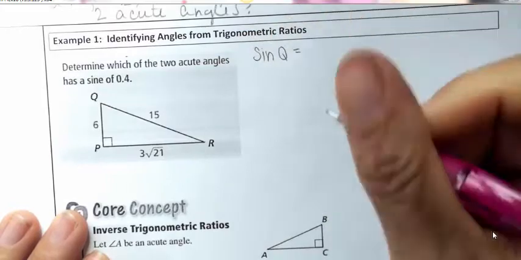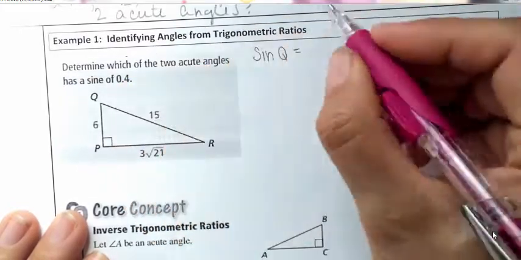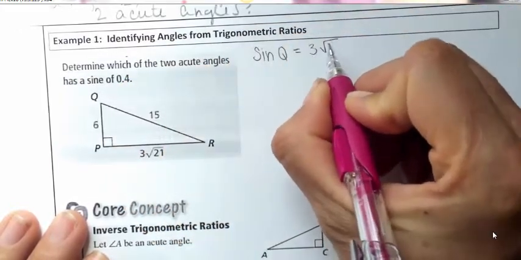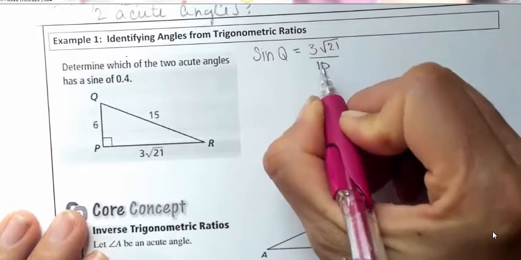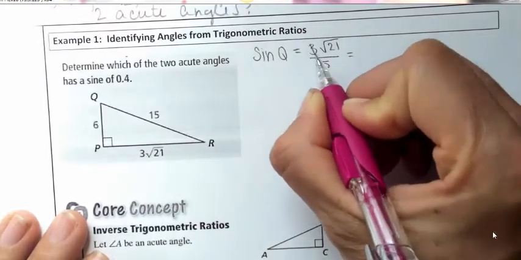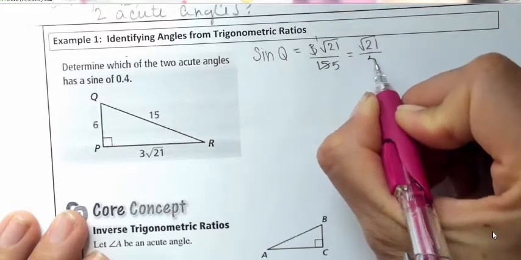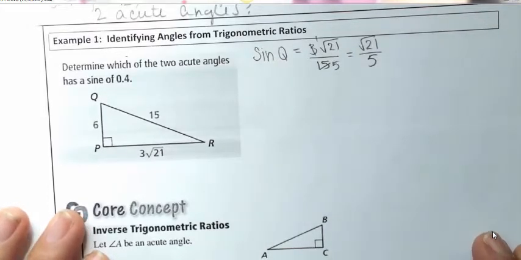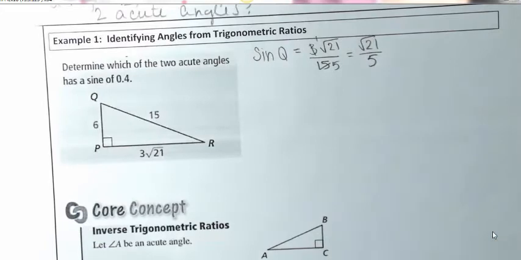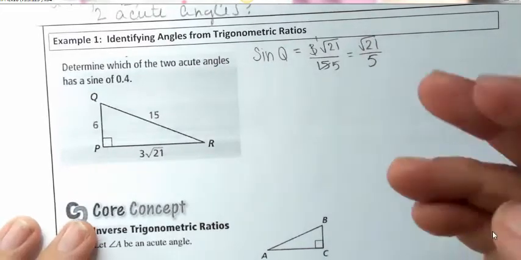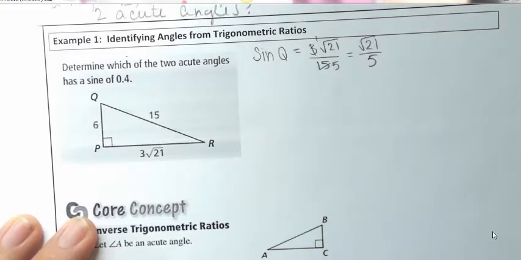So sine of q, opposite over hypotenuse, so that's 3 root 21 over 15. Reducing that, I end up with root 21 over 5. Okay, and then we can plug that into a calculator and see later on if that's 0.4 or not, because right now I have no idea if it is.